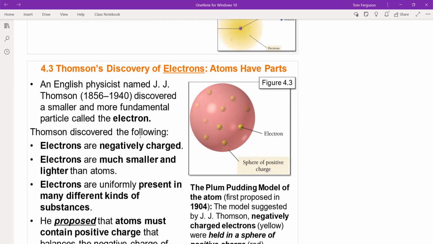The first model of what's underneath inside of that. The three things. The first model, called the plum pudding model, found electrons and proposed protons. Those three things are what Thomson did. No P, it's Thomson.